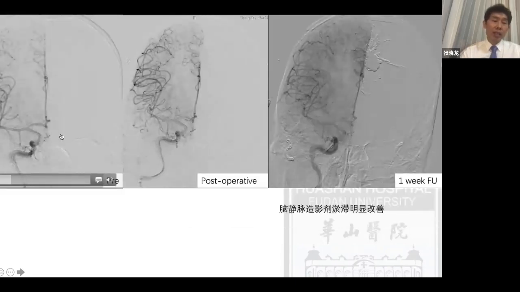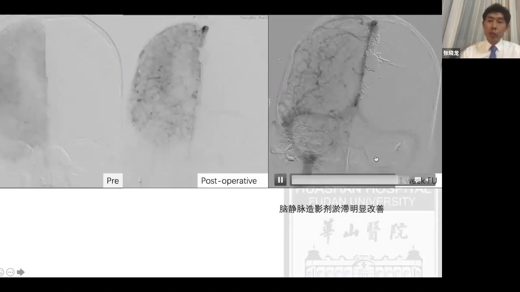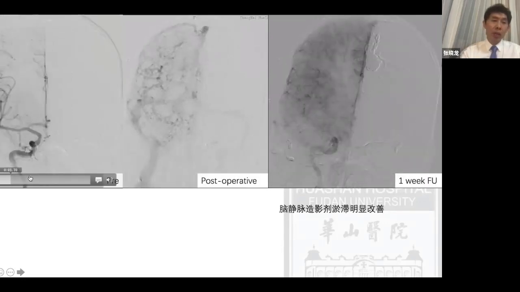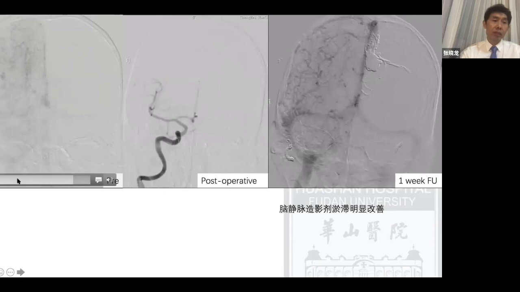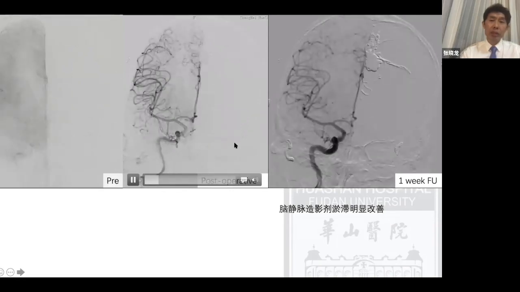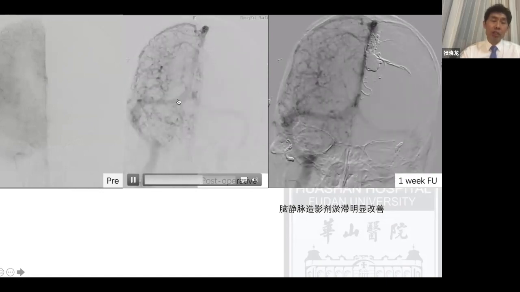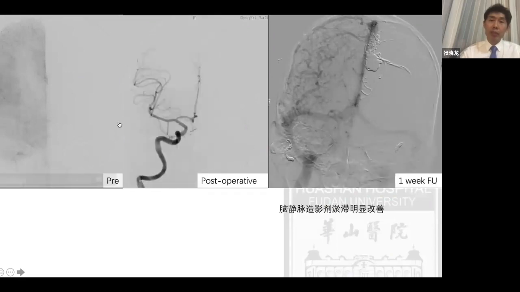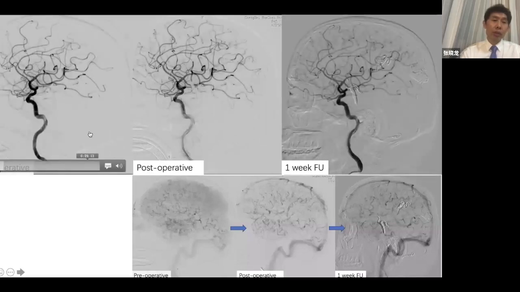And the right ICA angiography, pre and post, and 1 week follow-up, we can see the brain circulation was recovered very well. And here is a pre. Postoperative, the superior sagittal sinus was recovered. And 1 week later, it's much better than before. And from the lateral view, it's much clearer.